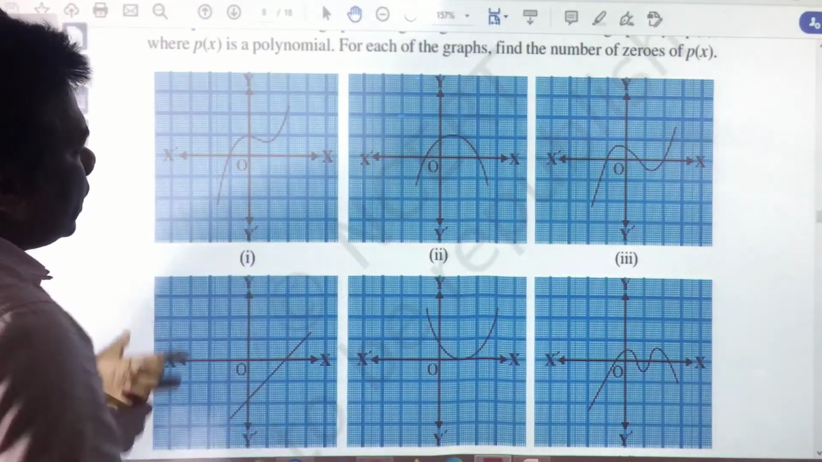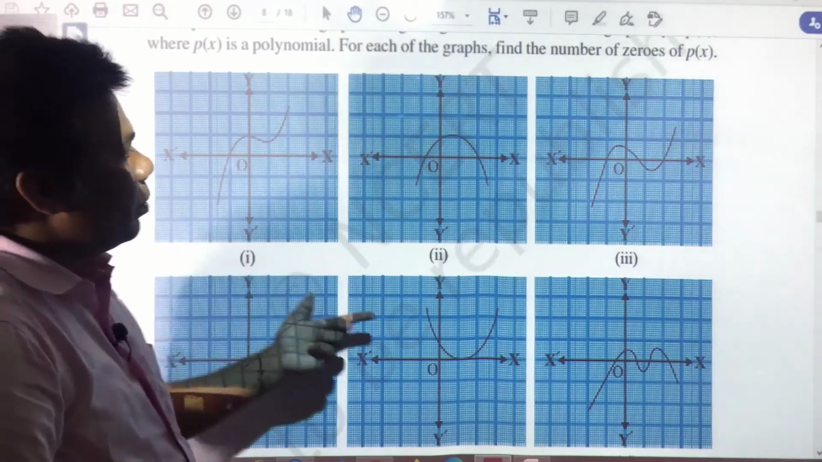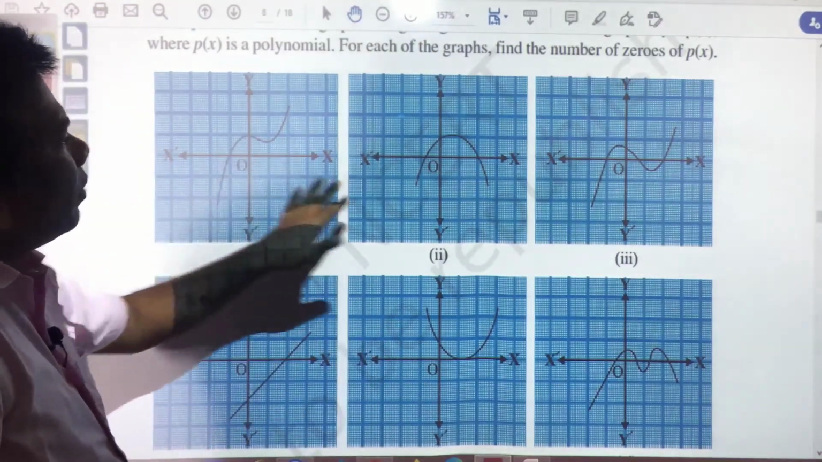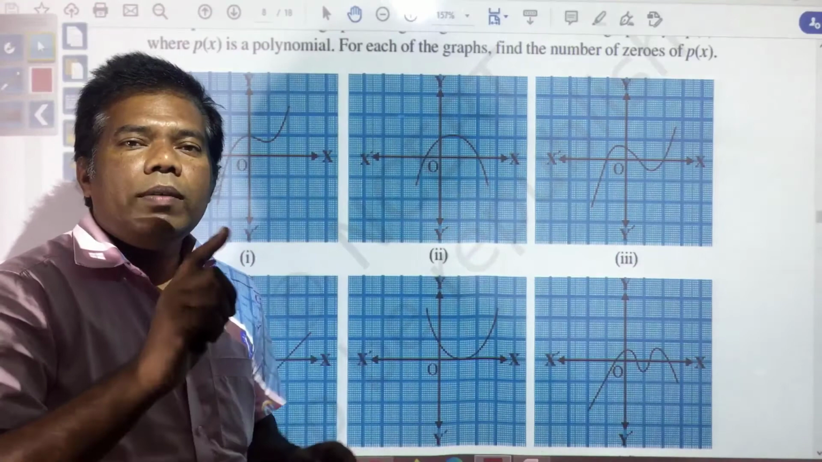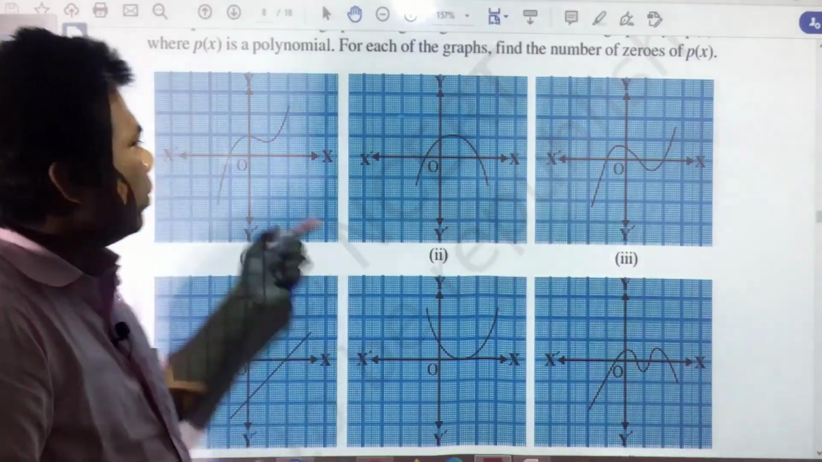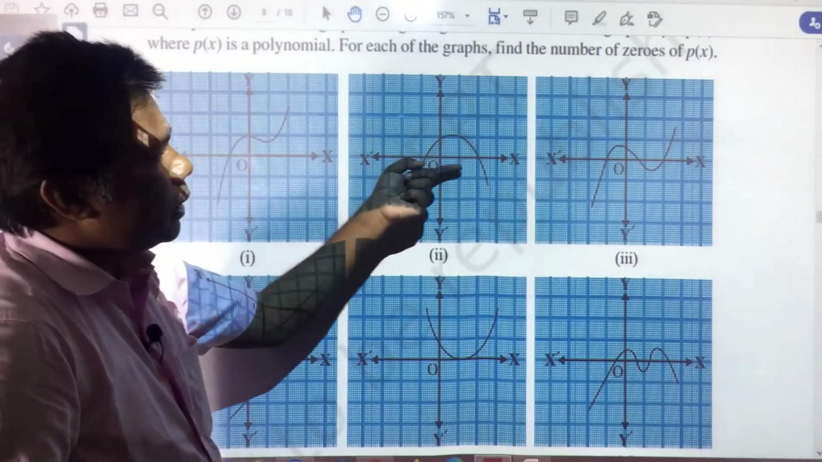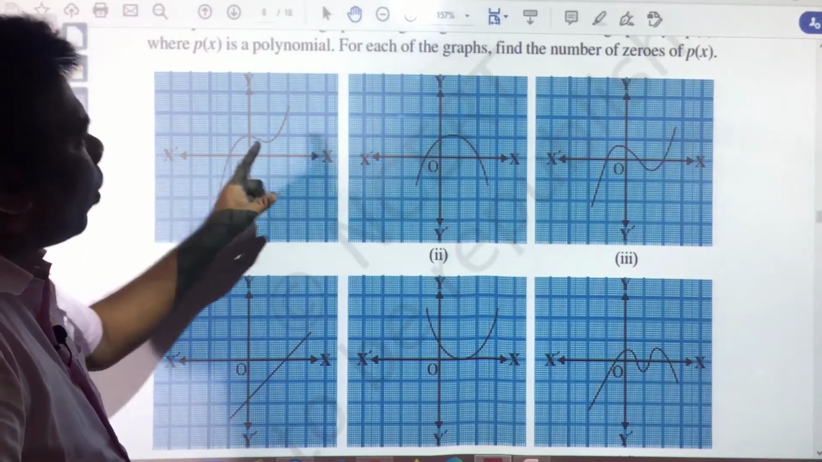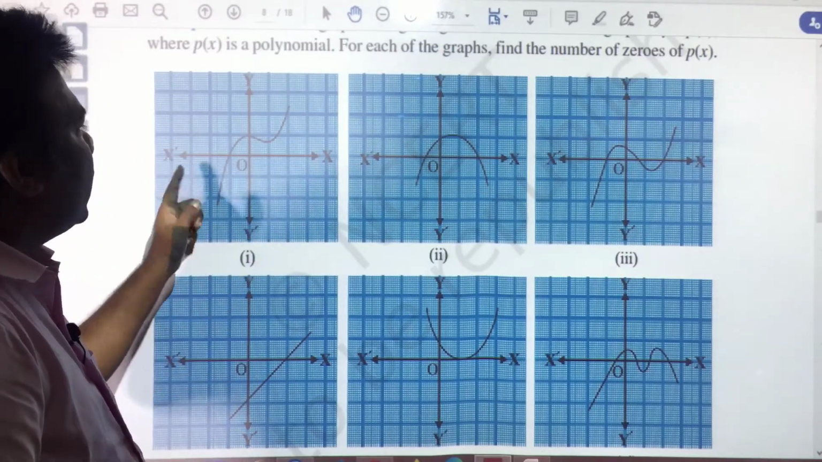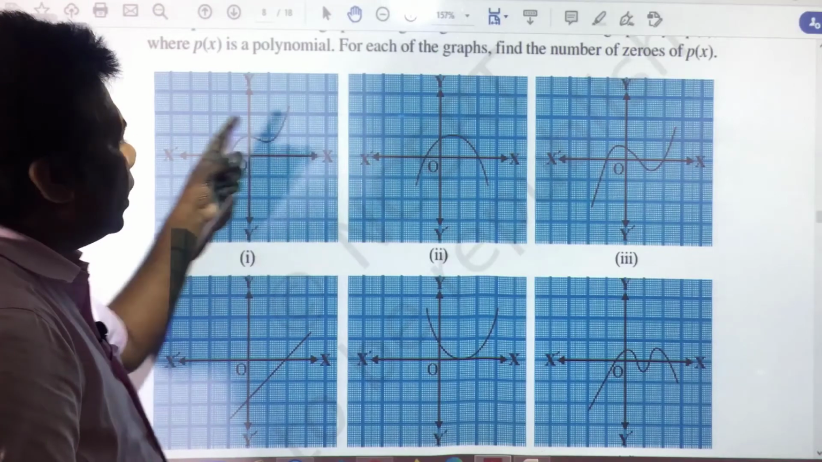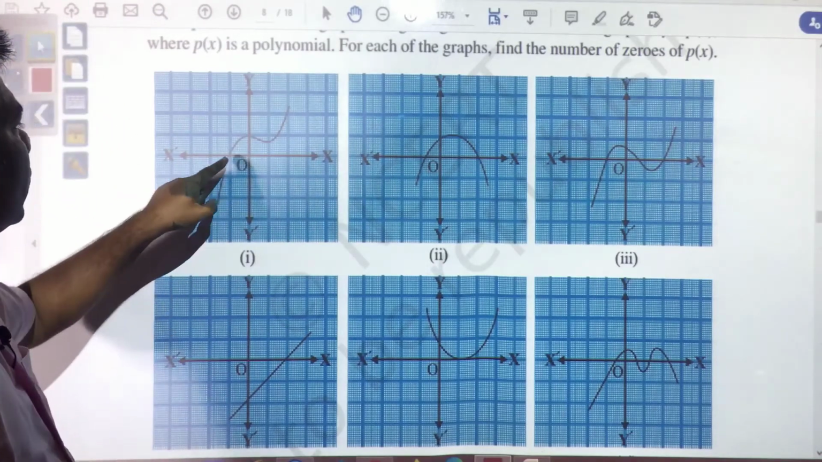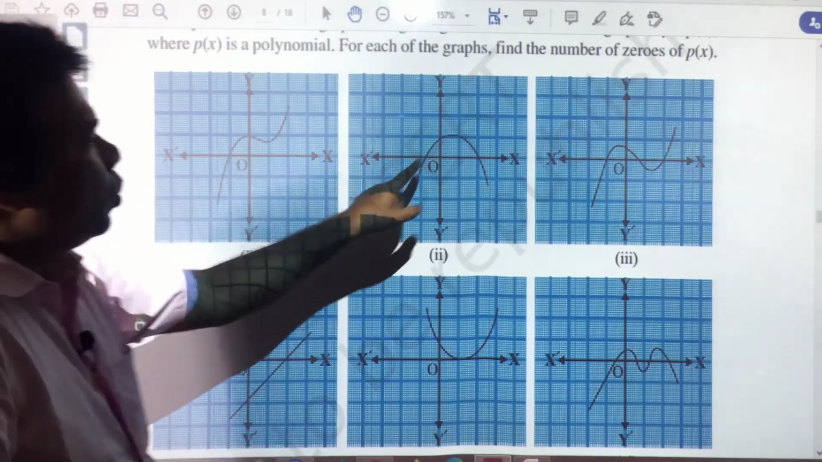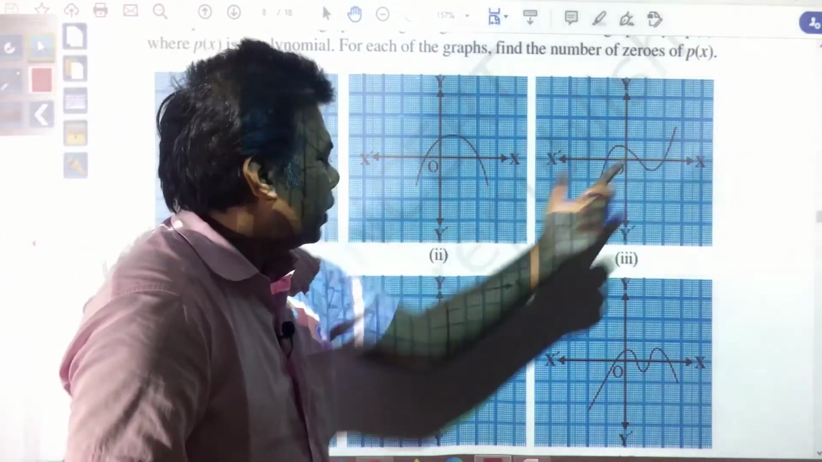So, like this, the question comes in the exam. By seeing the figure only you must know. Only a very small thing you need to remember: see the x axis, at how many points it is getting intersected by the line. So, here you see 1 point, so 1 zero, 2 points, 2 zeros, 3 points, 3 zeros.